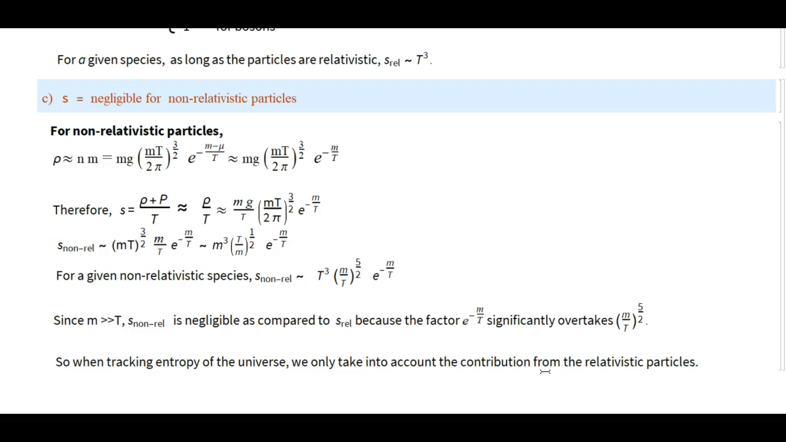So the non-relativistic contribution is negligible. And that is a very important thing that we must keep in mind. Entropy comes from relativistic particles.